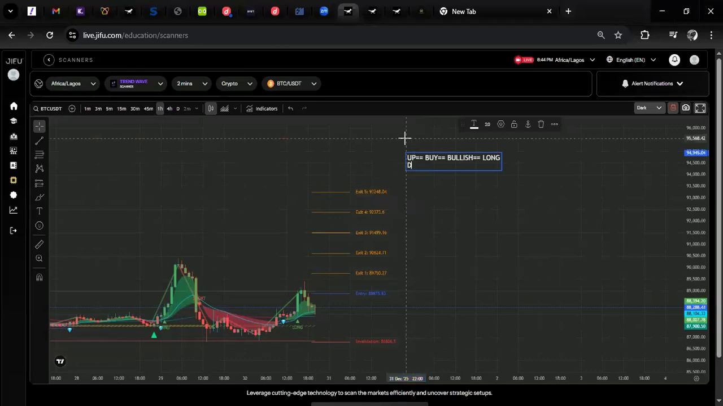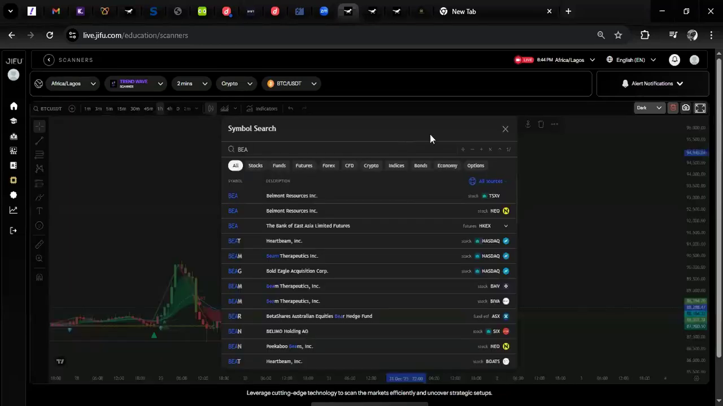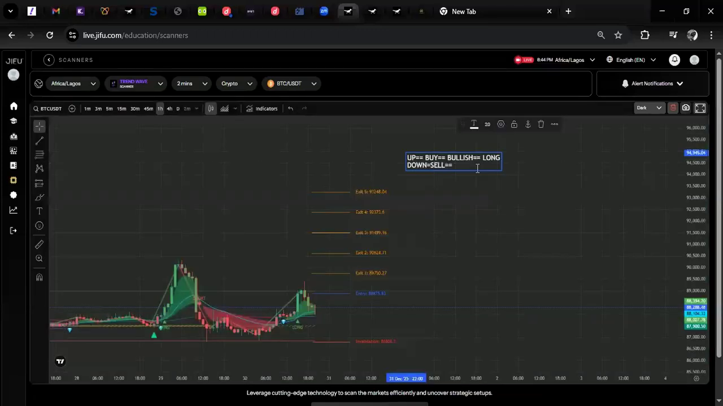Same thing goes for a market that is going to the downside. You can refer to this as a sell market or a bearish market, or you say it is a short market. Does that make sense, guys? All right. If the market is going to the upside, it's a buy market, a bullish or a long. If it's going to the downside, it is a sell market, a bearish market, or a short market.